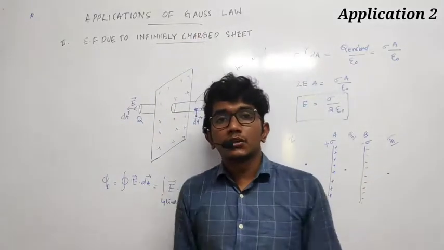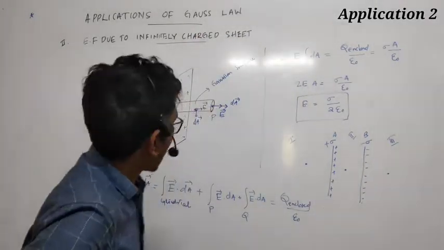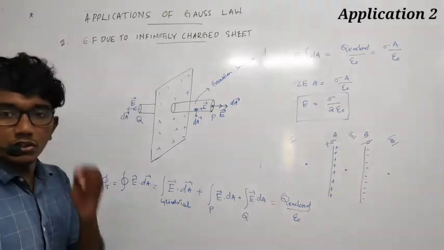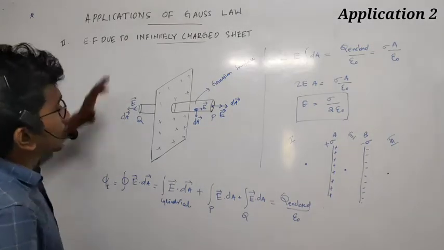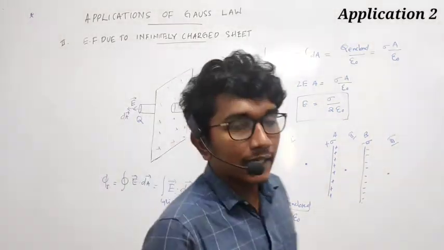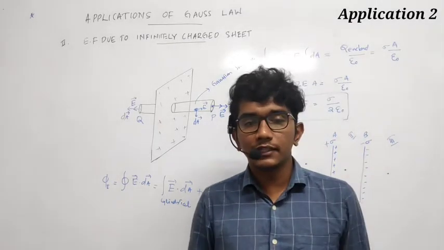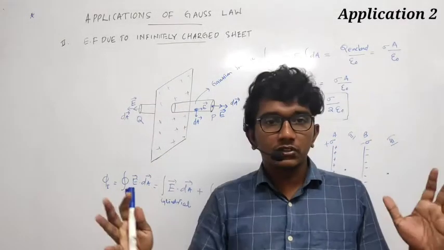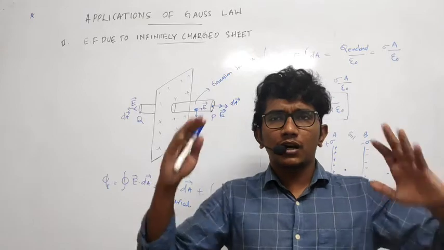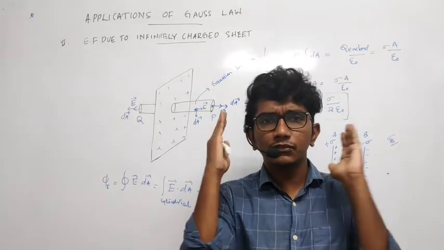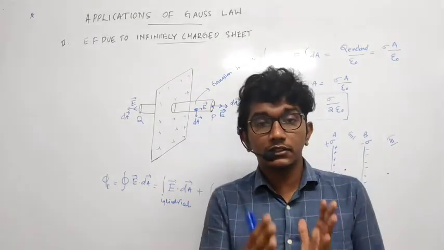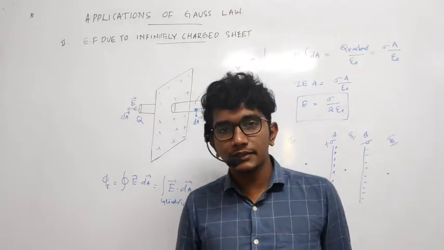Hi. So now we are going to talk about the second application of Gauss law. Here we are going to find out the electric field due to an infinitely large charged sheet. So how can you define an infinitely large charged sheet? It's very easy to understand.